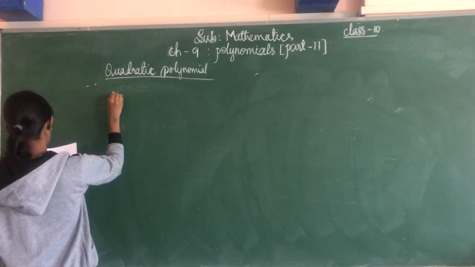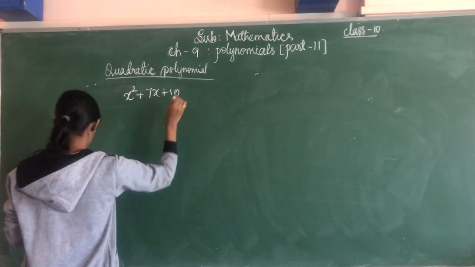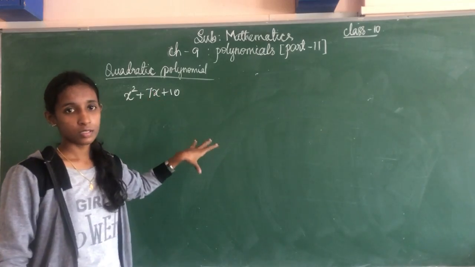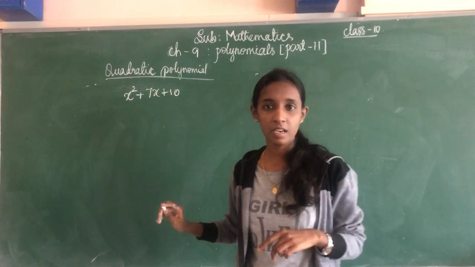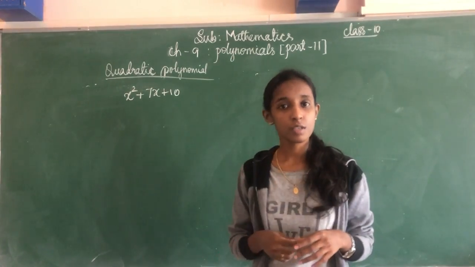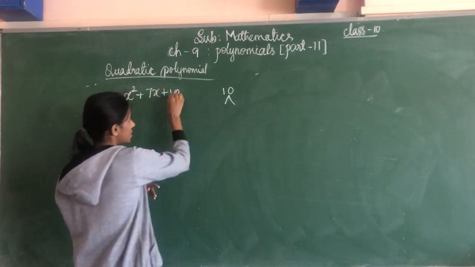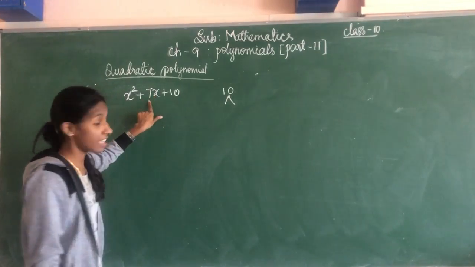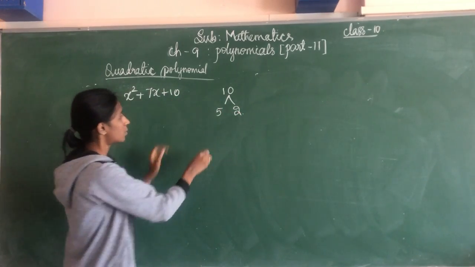What is the quadratic polynomial they have given? X square plus 7x plus 10. First you have to find zeros, that is, first you have to find the roots. In quadratic equations, we call it finding the roots; here we call it zeros of the polynomial. How do you find them? Last term is 10, constant is 10. What are the factors of 10? 10 into 1 is 10, but you will not get 7. So I'll take 5 into 2. 5 2s are 10 and 5 plus 2 is 7.